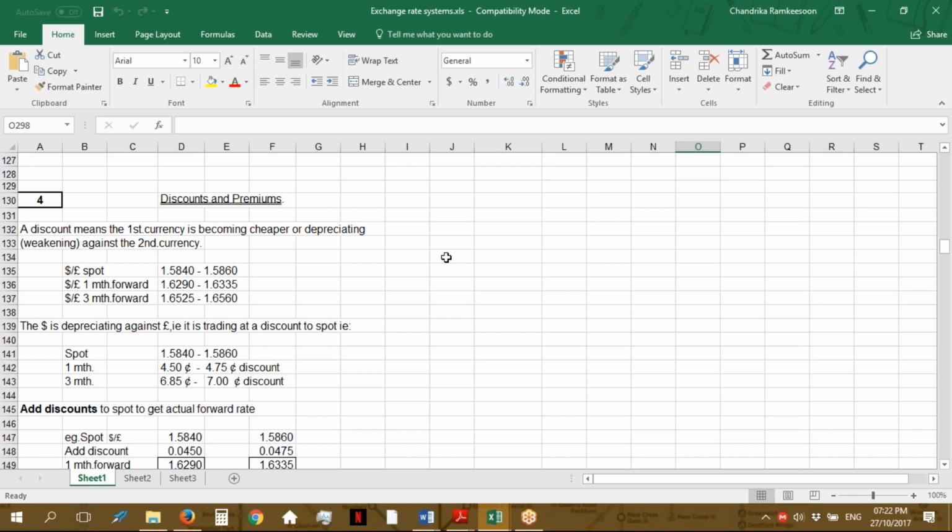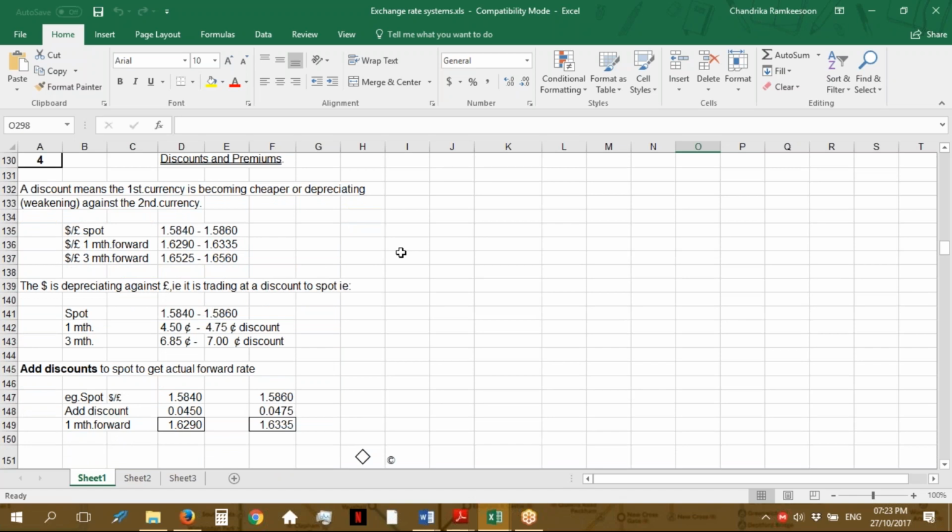Now, as I said, a discount implies that the currency is expected to weaken. So if, for example, now remember this is $158 for a pound and $158.60 for a pound. If therefore the dollar is expected to weaken, then guess what? This is what it may look like in 1 month. And if it's expected to weaken, this is what it may look like in 3 months. This is the dollar against sterling, $165.25 for a pound and $165.60 for a pound.